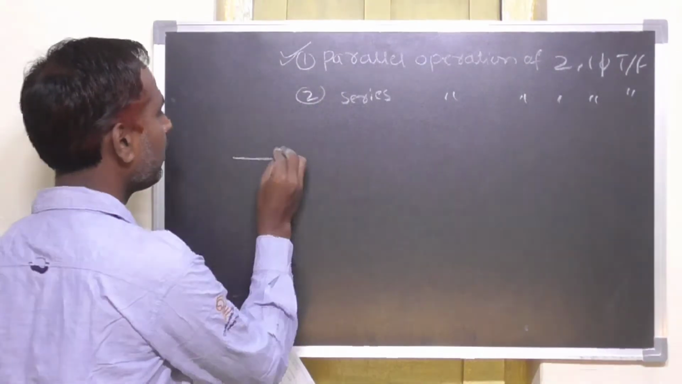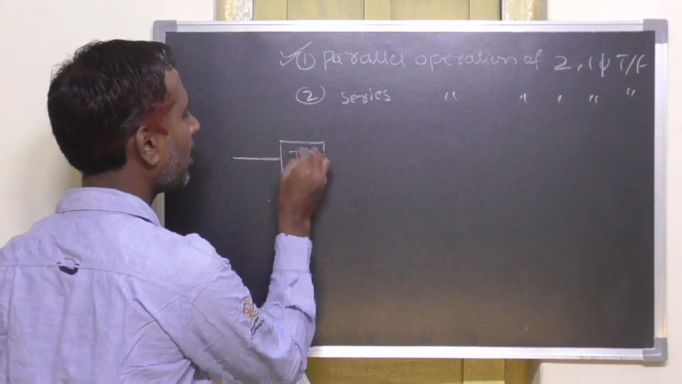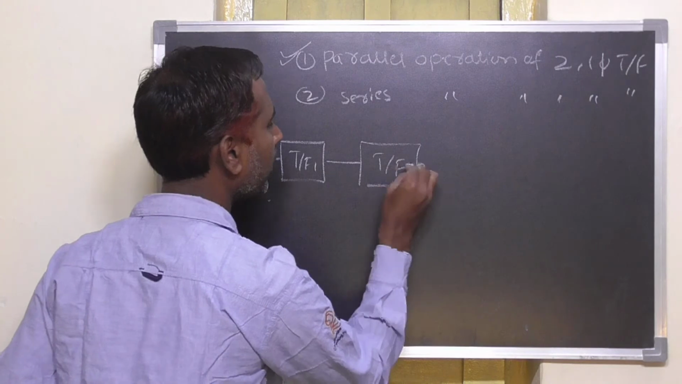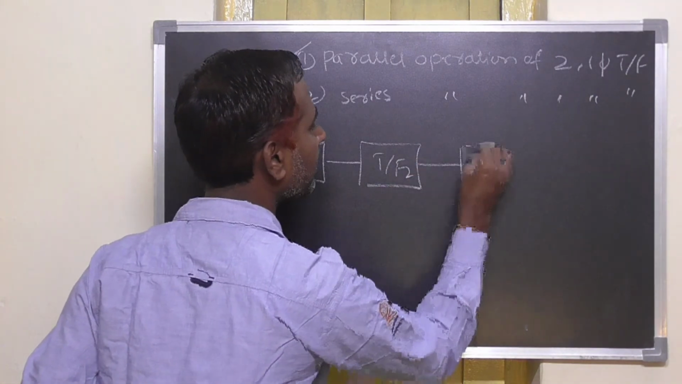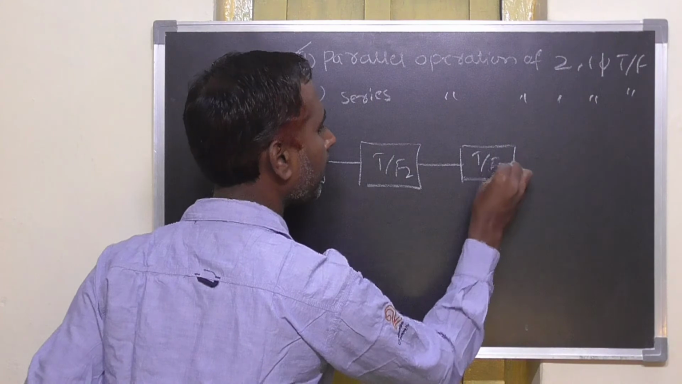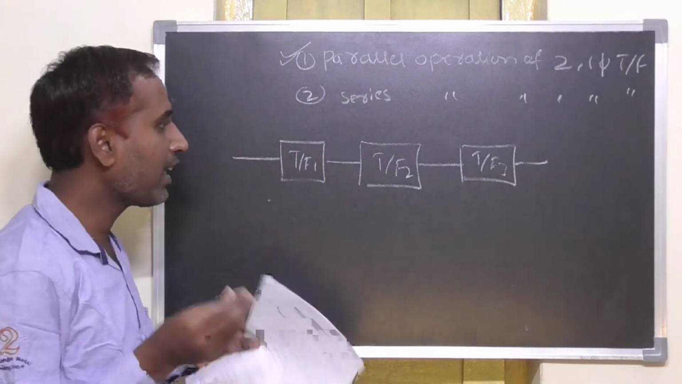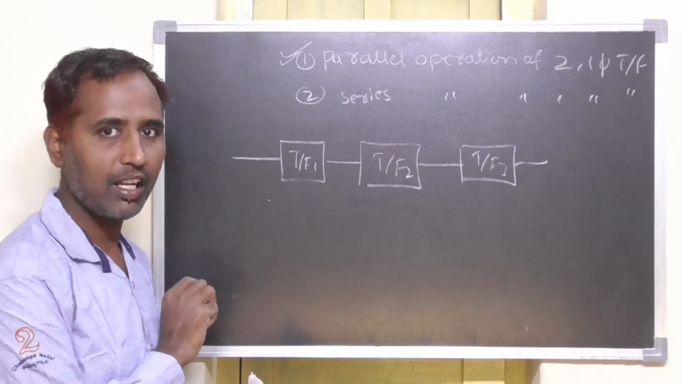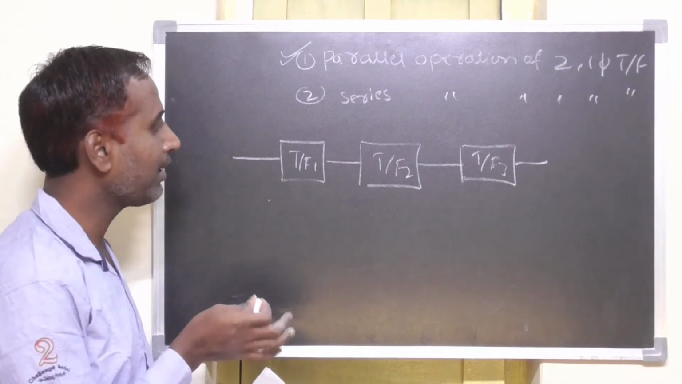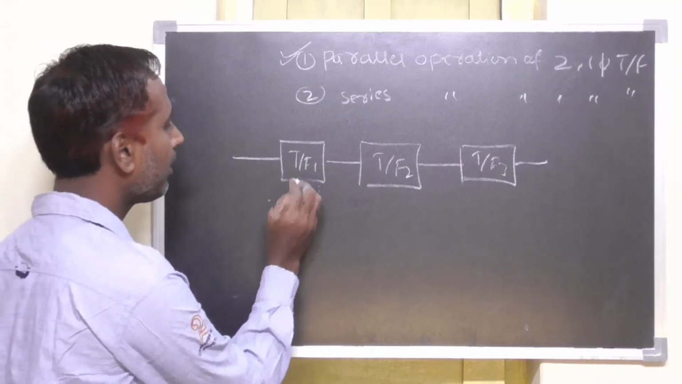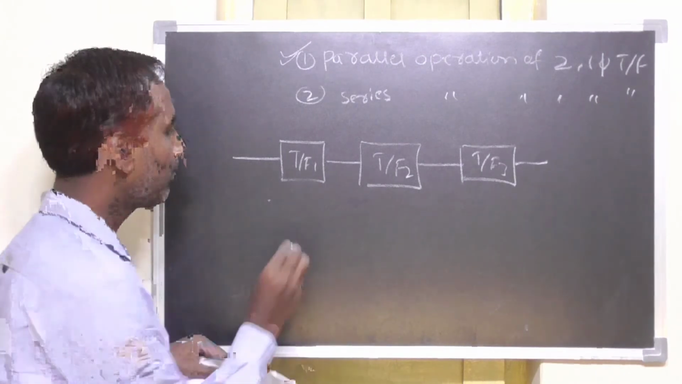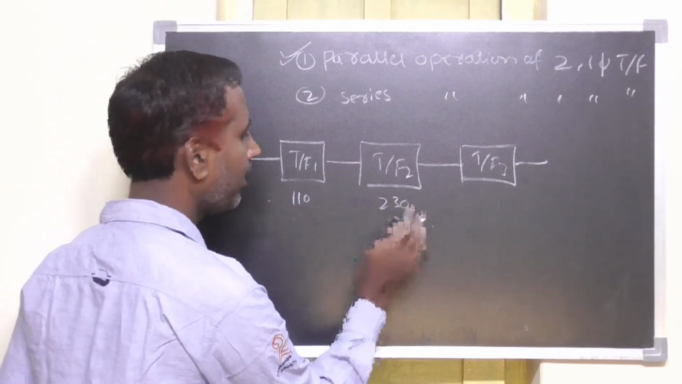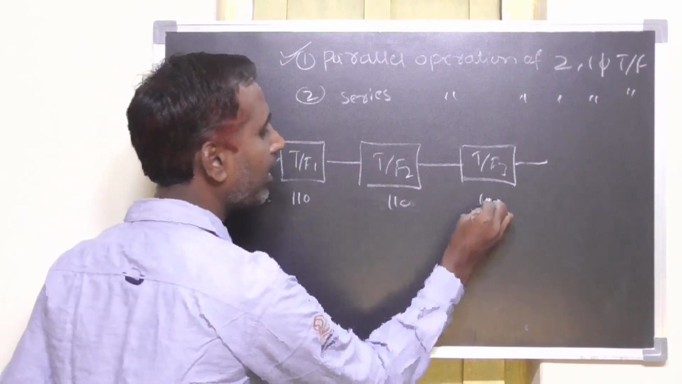So suppose this is a transformer, transformer 1, and this is also a transformer 2, and this is transformer 3. So why are we connecting the transformers in series? This type of question also comes in the examination. Suppose this transformer has some fixed rating. Suppose this is 110 volt or this is 230 volt, and this is also 110 volt.